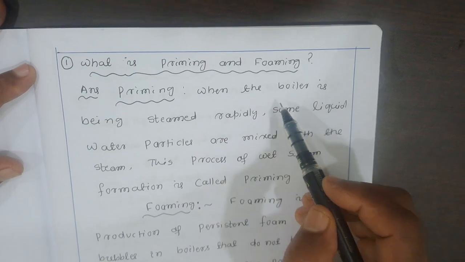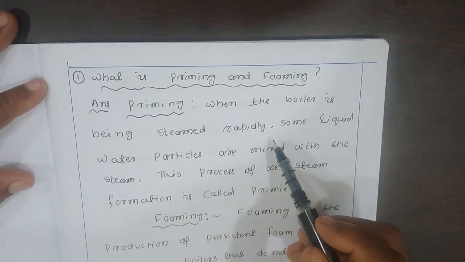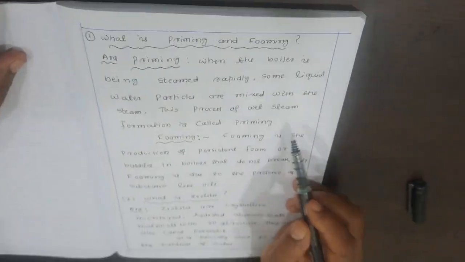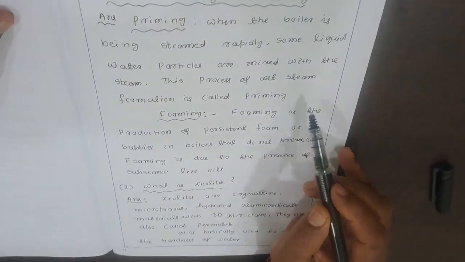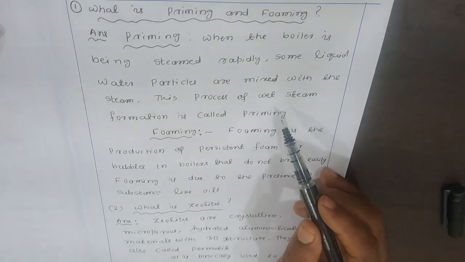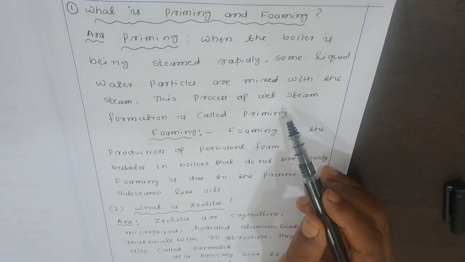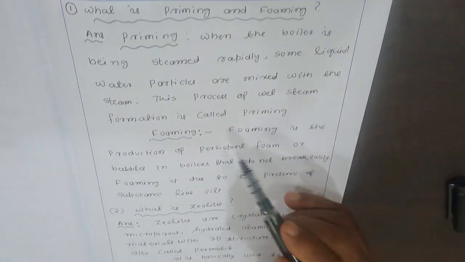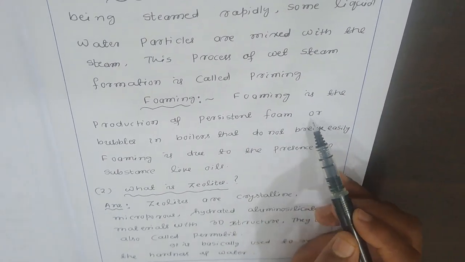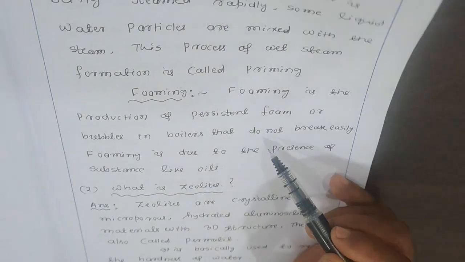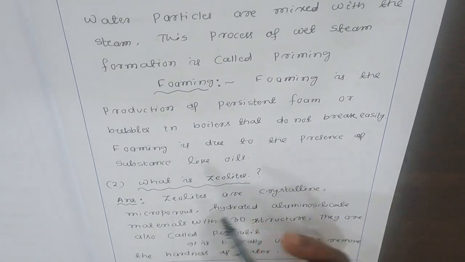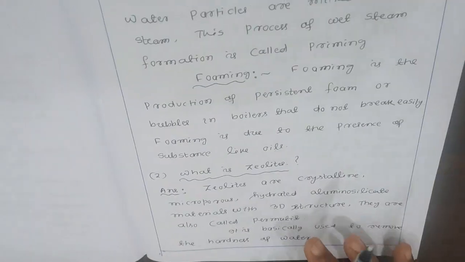Priming means when the boiler is being steamed rapidly, some liquid water particles are mixed with the steam. This process of wet steam formation is called priming. Wet steam means the steam which contains water particles with moisture. What is foaming? Foaming is the production of persistent foam or bubbles in boilers that do not break easily. Foaming is due to the presence of substances like oils.